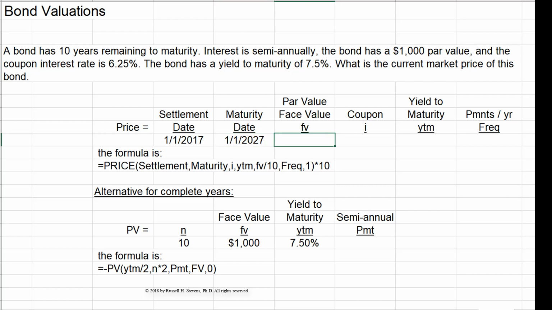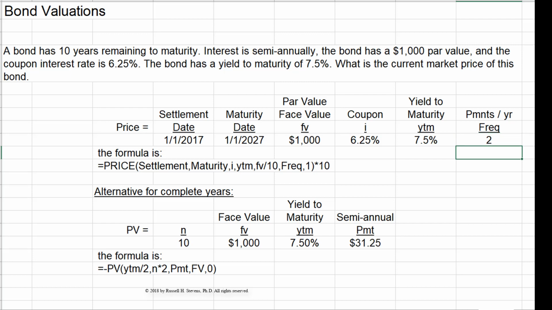Most corporate bonds sell at a par value or a face value of $1,000. Into the workbook cell under FV, enter $1,000. The coupon rate as listed on the face of the bond is 6.25%. Into the workbook cell under I, enter 6.25%. The problem states that the yield to maturity of the bond is 7.5%. Enter 7.5% into the workbook cell under YTM. Finally, most corporate bonds pay interest twice a year. Enter 2 into the workbook cell under Freq.